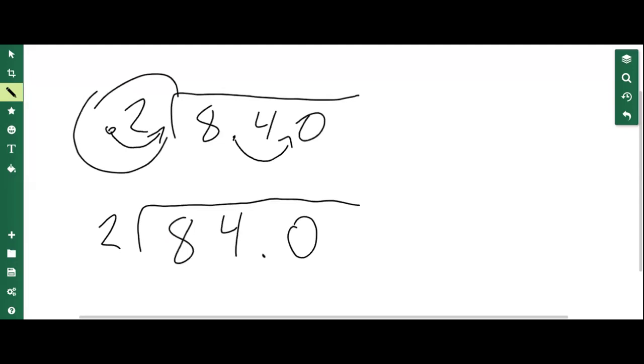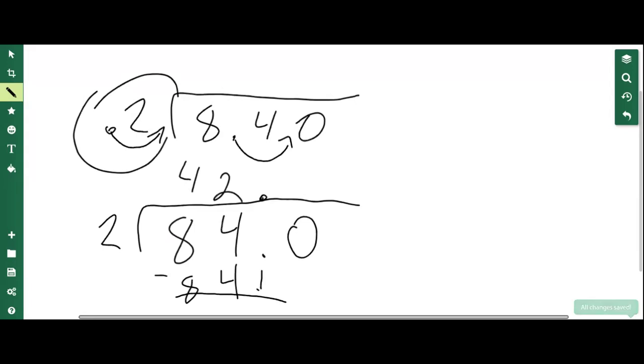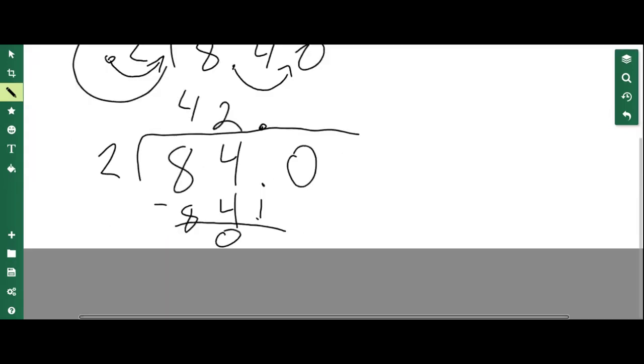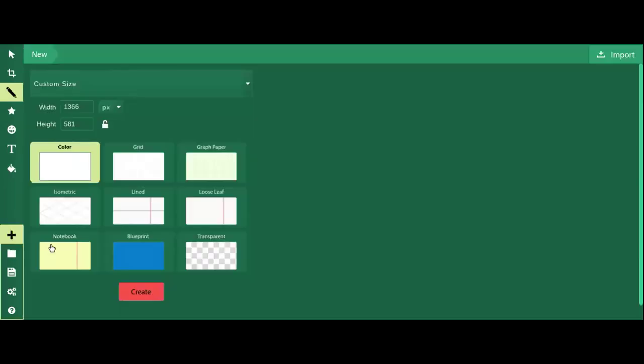How many times can 2 go into 84? Well, lucky for us, it's a whole number. It's going to be 42. 42 times 2 is 84, right? And the decimal spot stays up here, but it's perfect because 84 minus 84 is 0. We don't have to do anything, and it stays like that. But let's look at another example where it does not stay like this.